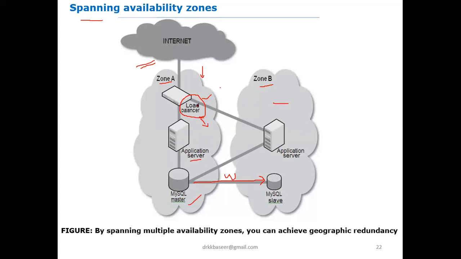Because when failure or anything else is going on, with any transaction or service, the load balancer has to take care of which service is to be taken up and which service is to be given priority. Everything is taken care of by the load balancer. That's why in the other zone we have only the application server as well as the MySQL database slave. So this is called spanning availability zone: the same zone is reflected and available across different ones.